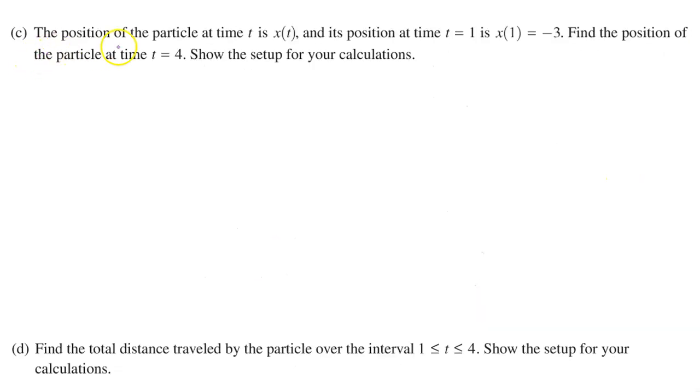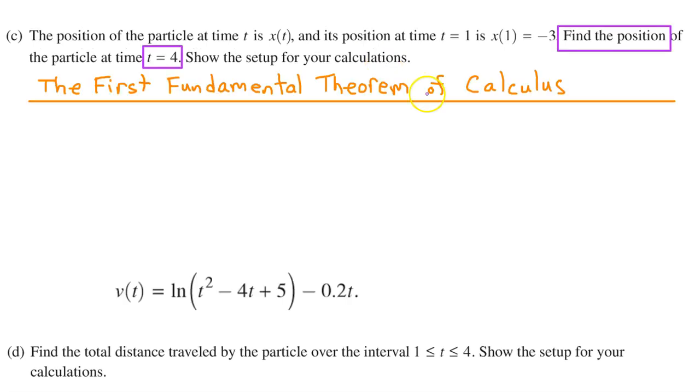Part C. The position of the particle at time t is x of t, and its position at time t equals 1 is x at 1, which equals -3. Find the position of the particle at time t equals 4. Show the setup for your calculations. When they ask us to find the value of a function, but they only give us an expression for the rate of change, we use the first fundamental theorem of calculus.